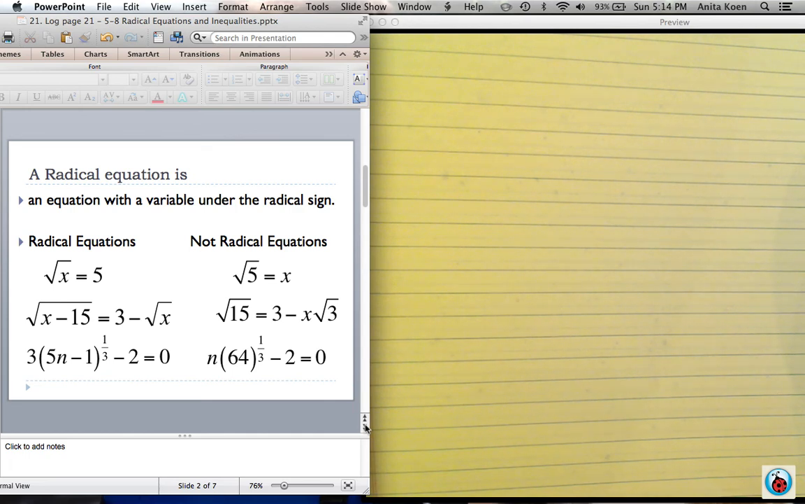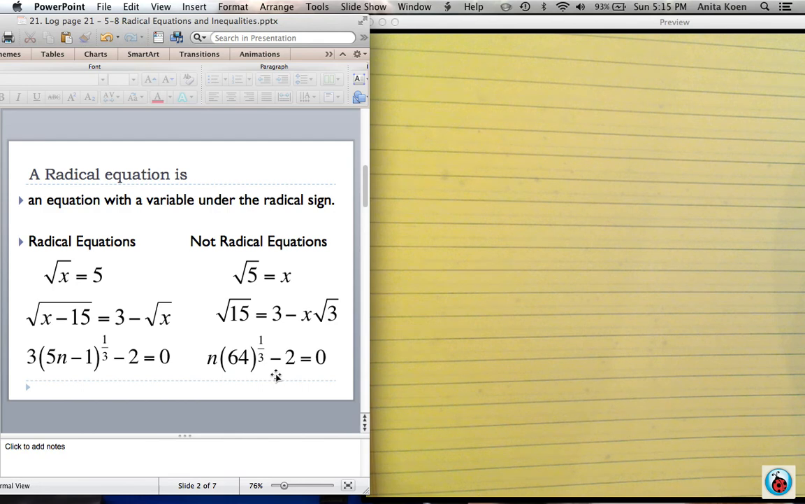On the left-hand side of your screen, I have three examples of what radical equations look like. Please notice that with these three equations, there's a variable underneath the radical sign. Right here, the 1/3 power is the same as the cube root, so this variable is under the radical sign, because this is the same as the cube root of 5n minus 1. These are all radical equations.